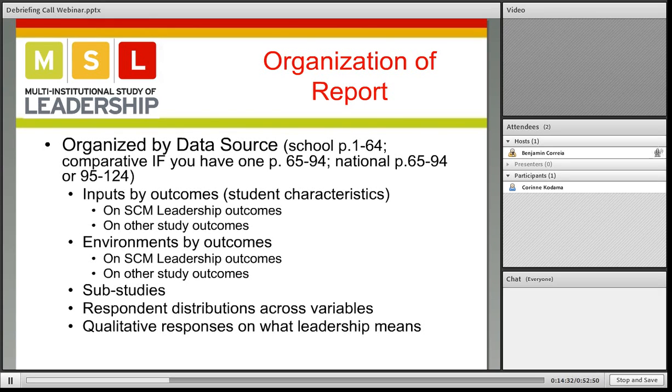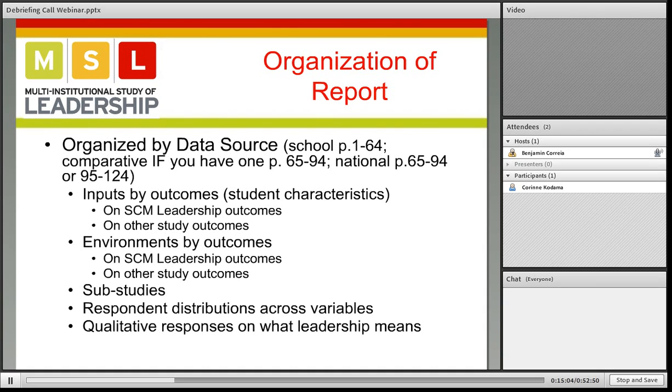Now, some of you have a comparative sample. That was an option that you had when you signed up for the study. So if you have a comparative sample, instead your comparative sample data will be from pages 65 to 94, and your national data will be from 95 to 124. And as you look through your report, you'll be able to see that. The top left corner of your report has the name of the data source. So it will say, for example, Loyola University, Loyola Comparative Sample, or national data.